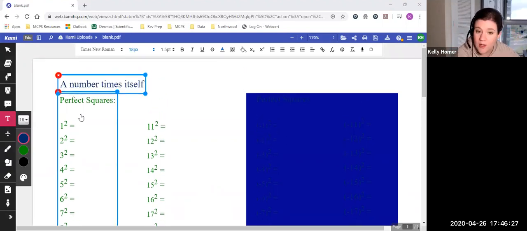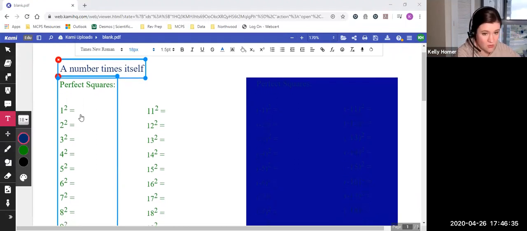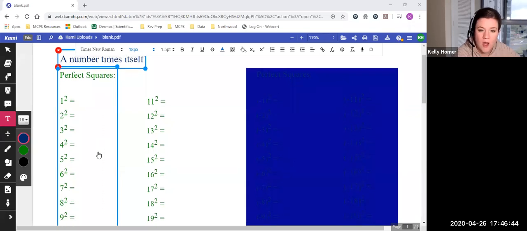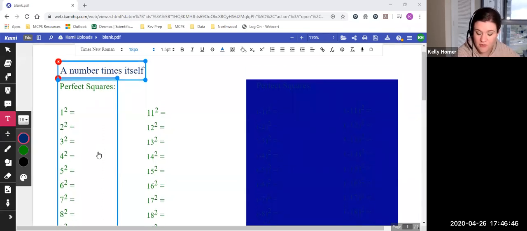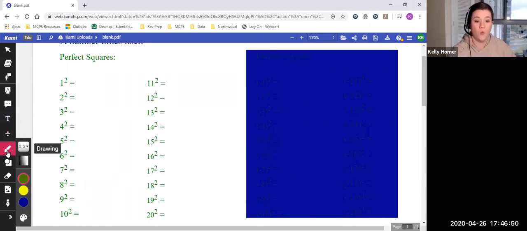All right. So what a perfect square is, is a number times itself. And I have here the first 20. I'm going to go through them very quickly. You can slow down the video if you would like, or speed it up, as well as repeat it if you need anything. Okay, so a number times itself. For example, this first one is saying, what is 1 times 1?